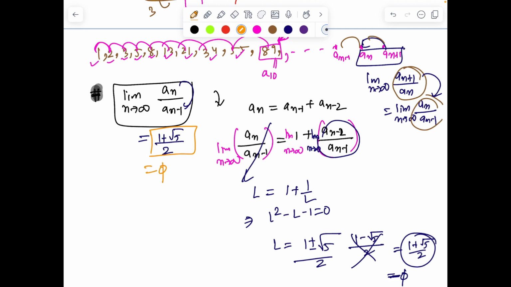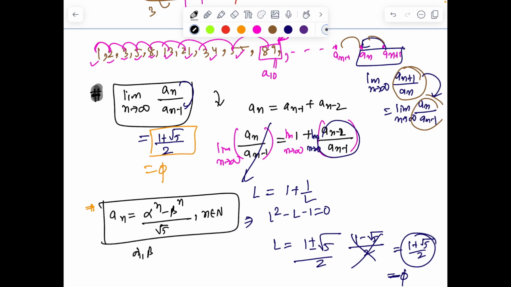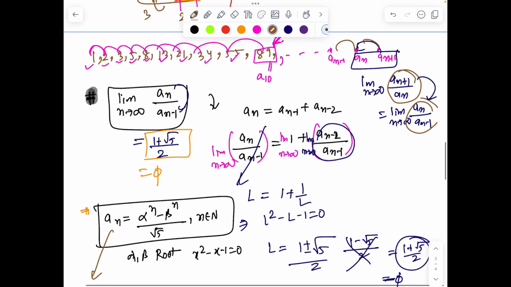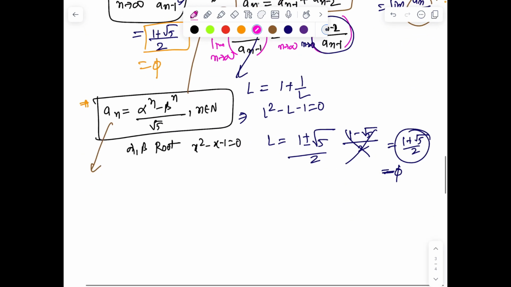Now, as an option, they can also create and merge this with a quadratic expression. How? Because you know there is a closed formula. In fact, they can write an as alpha n minus beta to the power n by root 5, where n is a natural number, and alpha and beta are the roots of the equation x square minus x minus 1 equal to 0. So very surprisingly, you'll see this an again satisfies the recurrence relation.